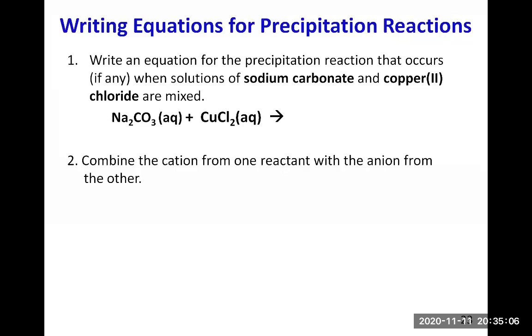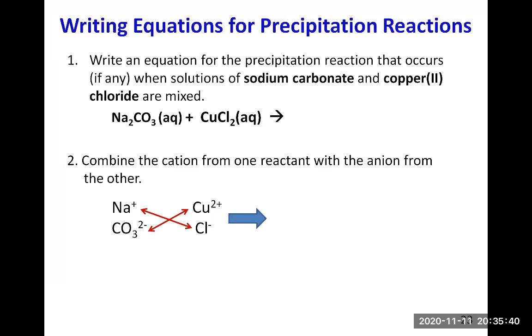Next, combine the cation from one reactant with the anion from the other. So you will exchange partners basically. We have Na+ ions and carbonate ions from the sodium carbonate, and then we have copper(II) ions and Cl- ions from the copper(II) chloride. So we will exchange partners. The sodium now will mingle with the chloride and the copper will mingle with the carbonate.